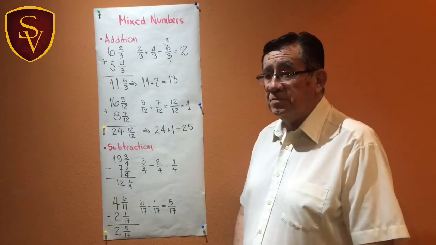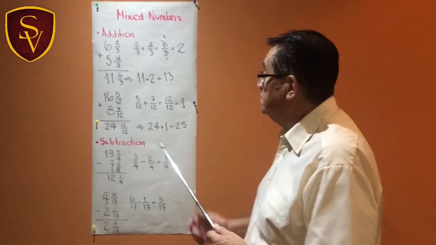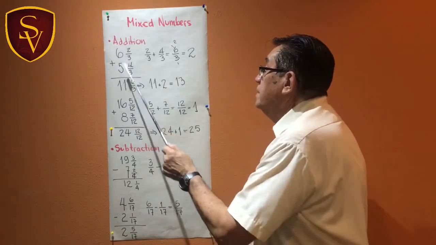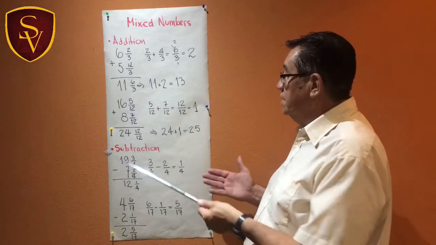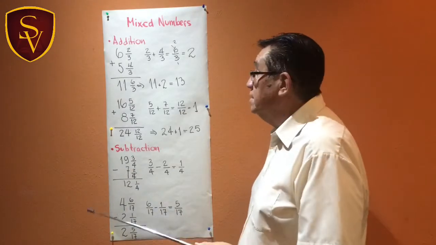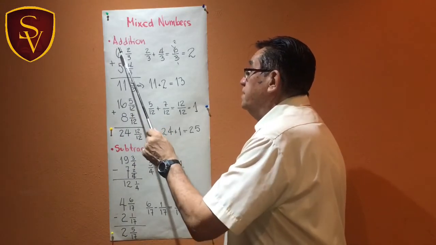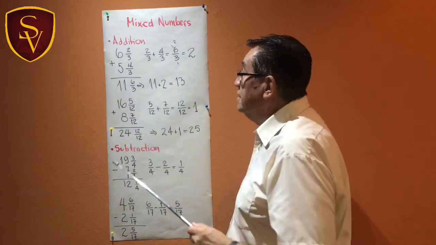Fractions can also be mixed numbers, because when we talk about a mixed number, we're talking about one part as a whole number and the other one as a fraction. So for addition and subtraction, the rule is very simple. What we have to do is add the whole part, in this case, 6 plus 5 equals 11.